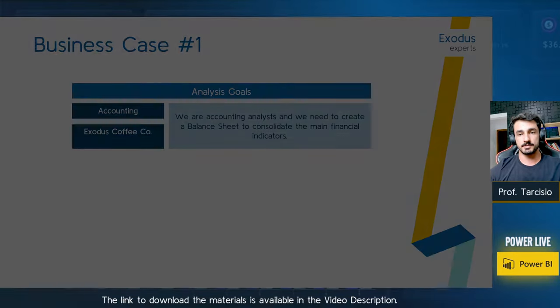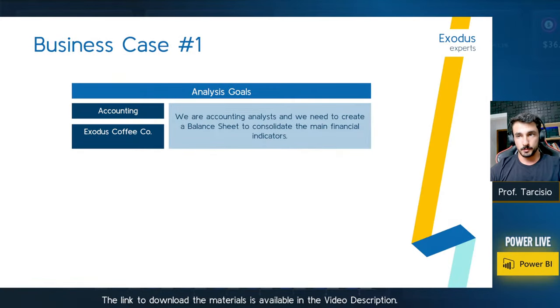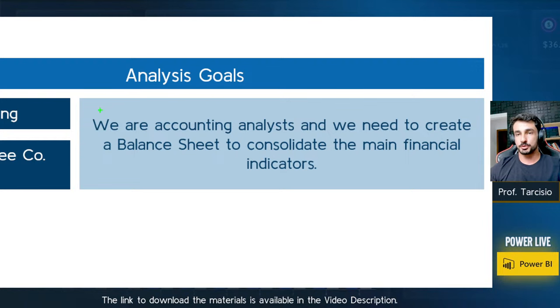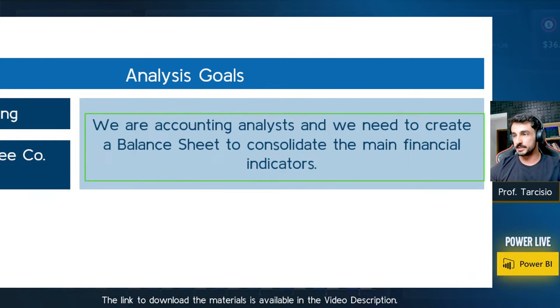And let's start this accounting dashboard. So the analysis goal: we are working for Exodus Coffee Co. This is a company that sells coffee, and we are accounting analysts, and we need to create a balance sheet to consolidate the main financial indicators.